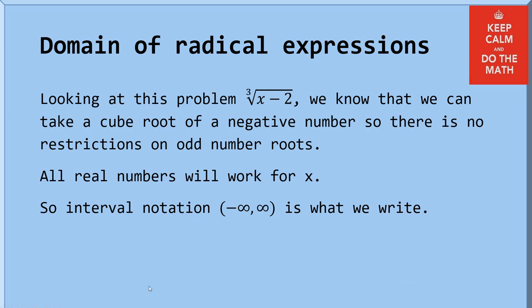So interval notation for all real numbers, of course, is negative infinity, comma, positive infinity. And don't forget, we need to use the curved parentheses because we can never actually equal infinity.